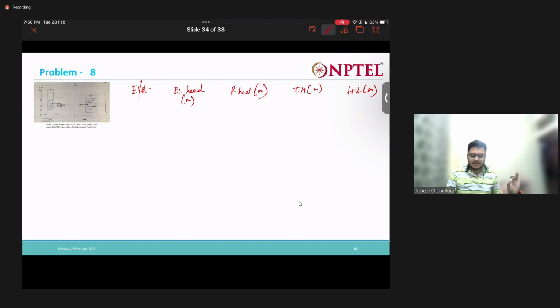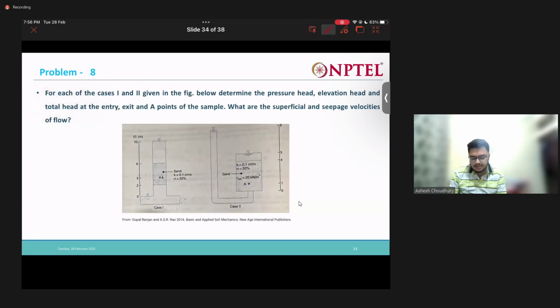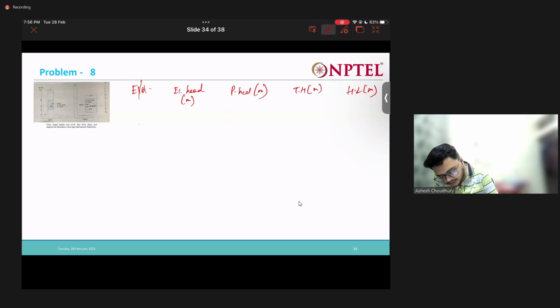Okay, let us first see. Now if you look into this, the head at this point is very high, right? So the flow is actually occurring in this direction. The first point is my 0 point. At my 0 point, what is my elevation head? If I consider this as my datum, what is my elevation? Elevation head is 0.